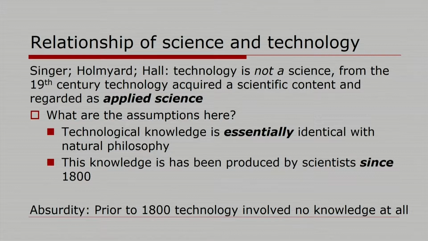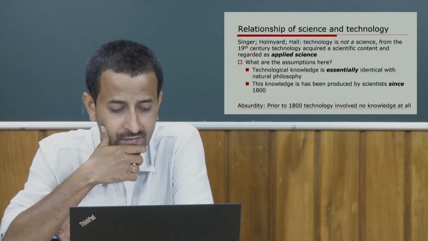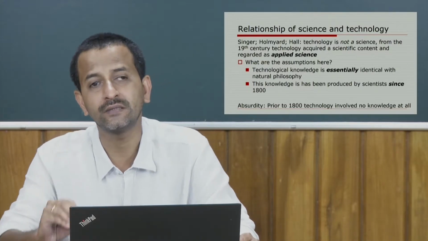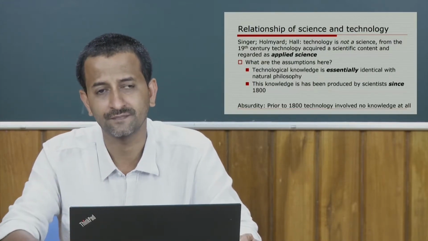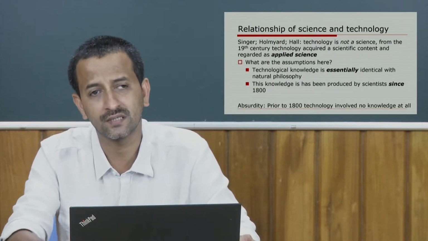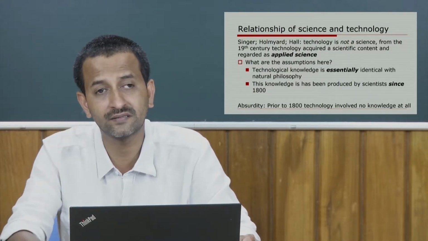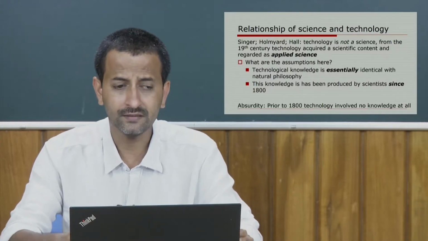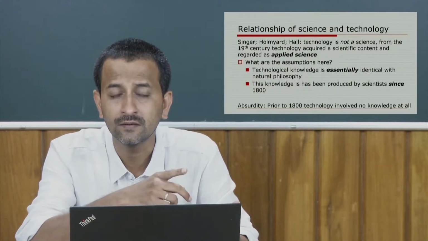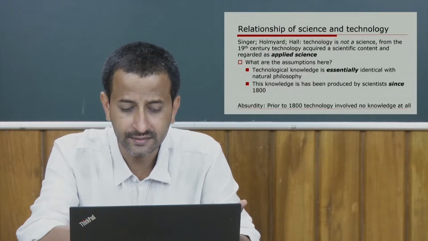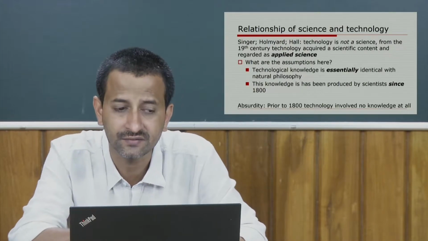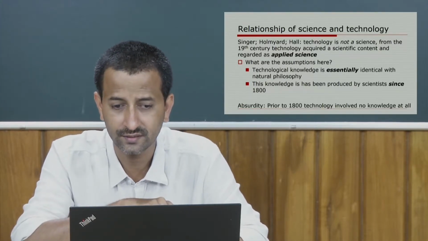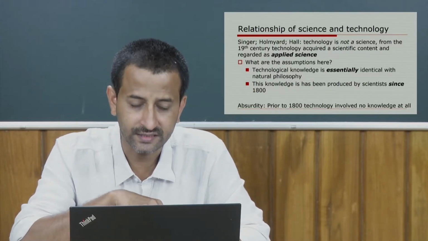Okay. There are two assumptions which are critical here. The first is that technological knowledge is essentially identical with natural philosophy. We have already discussed natural philosophy. Till the 19th century, science was regarded as natural philosophy. Whewell in the 19th century coined the term science, and it replaced the term natural philosophy. The second assumption is that this technological knowledge has been produced by scientists since 1800.